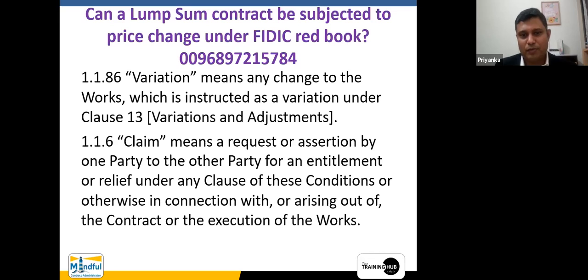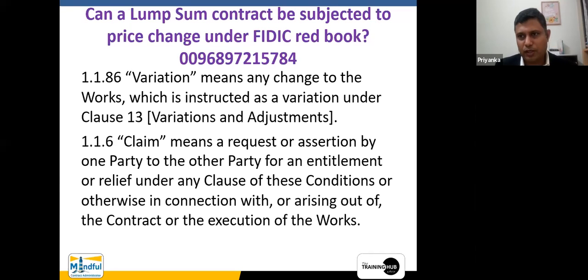Number two, claim means a request or assertion by one party to the other party for an entitlement or relief under any clause of these conditions. These conditions means the standard form of conditions. Now, the definition of a claim has two particular aspects. Number one is an entitlement. Number two is a relief. So the entitlement and relief are two different things.